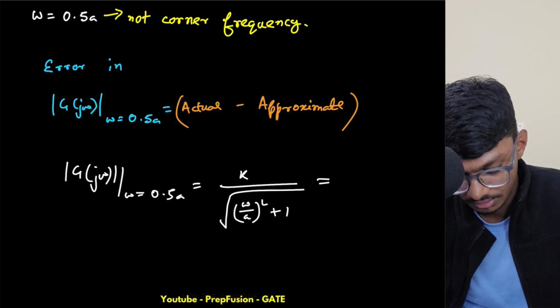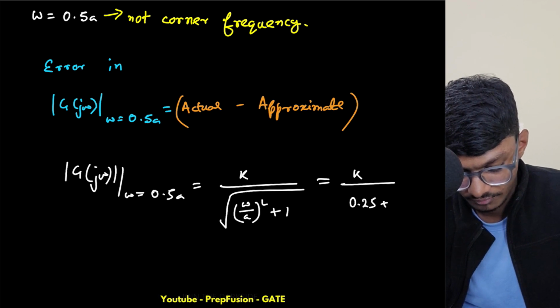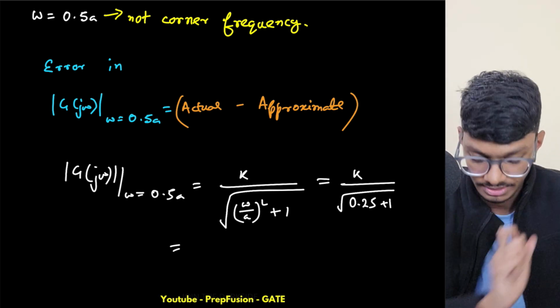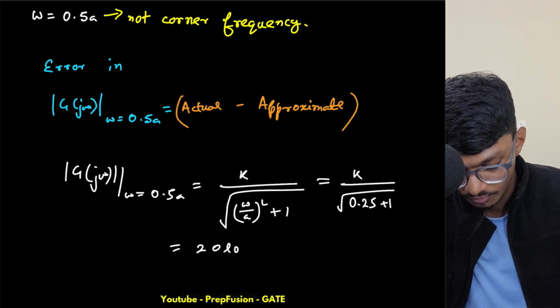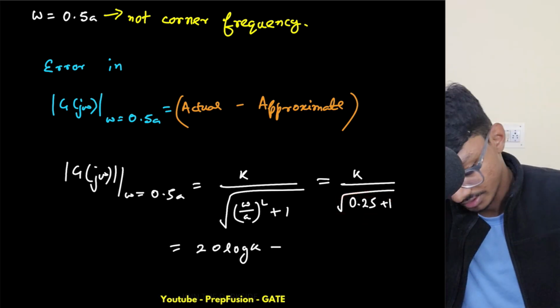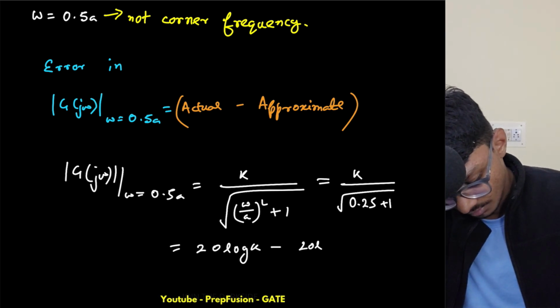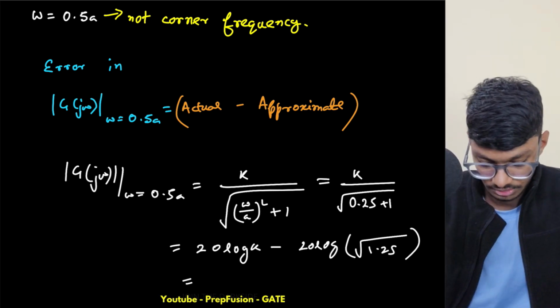Now you put 0.5a here, this is root of 0.25 plus 1. Okay, so now you convert it into dBs. If you want to convert it into dBs, obviously this is a ratio of two numbers, so this is 20 log k minus, and since this is power half, this is 20 log under root 1.25.